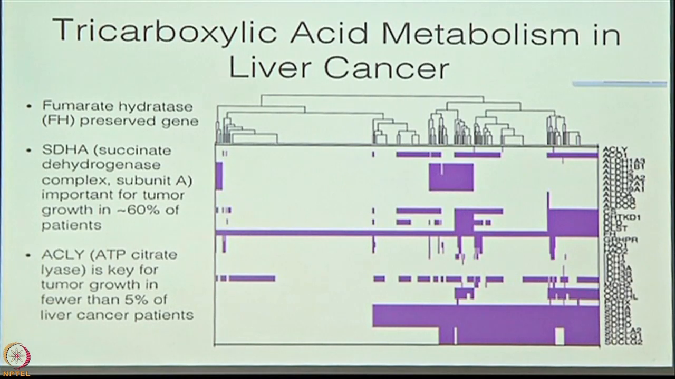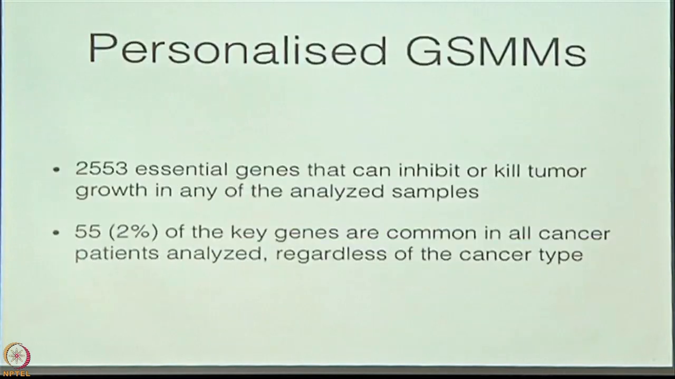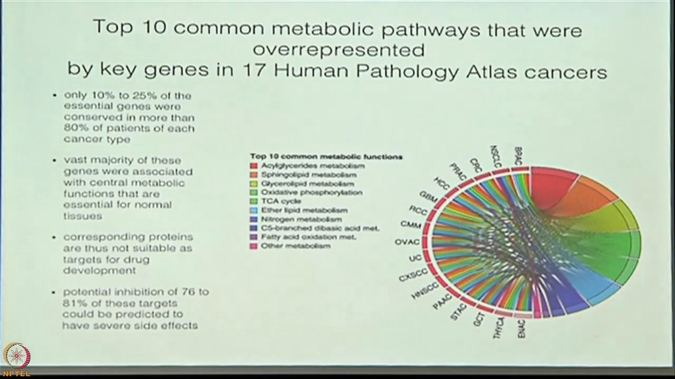The point I'm trying to make is that there is sufficient difference among cancers of the same type, which underscores the need for a personalized model. Okay, one more impressive chart for you to understand. This thing over here, the most common genes that were commonly expressed were of the most common metabolic functions. And they were all expressed in several of these cancers.